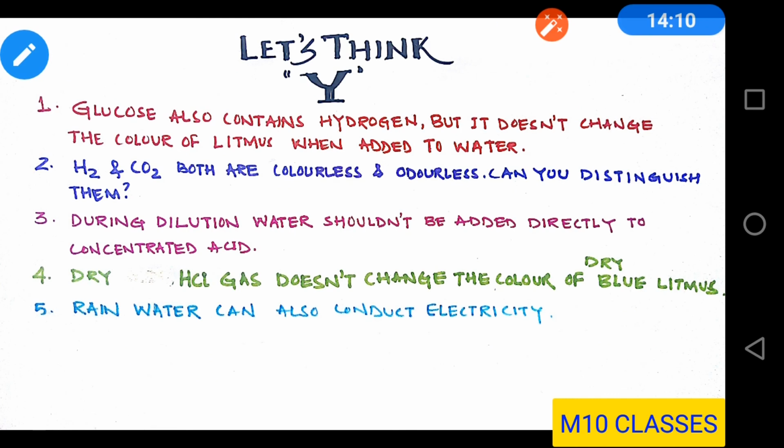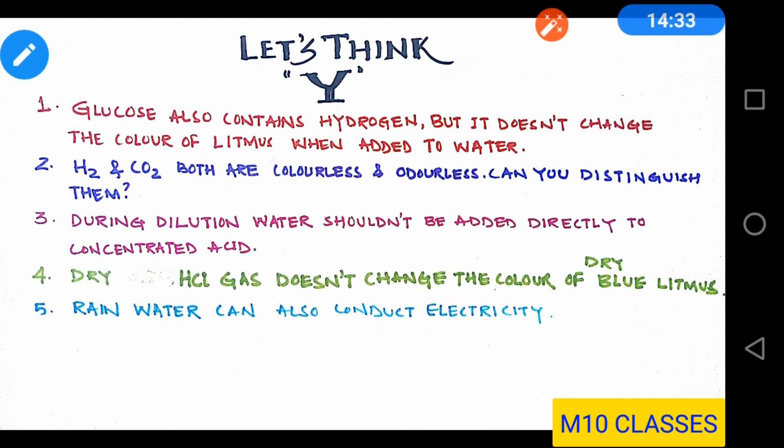So students, we have seen the chemical properties of acids and bases. Now let us discuss some questions. First one, glucose also contains hydrogen, but it doesn't change the color of litmus when added to water, which means glucose contains hydrogen, but it doesn't show acidic properties when it is added to water.